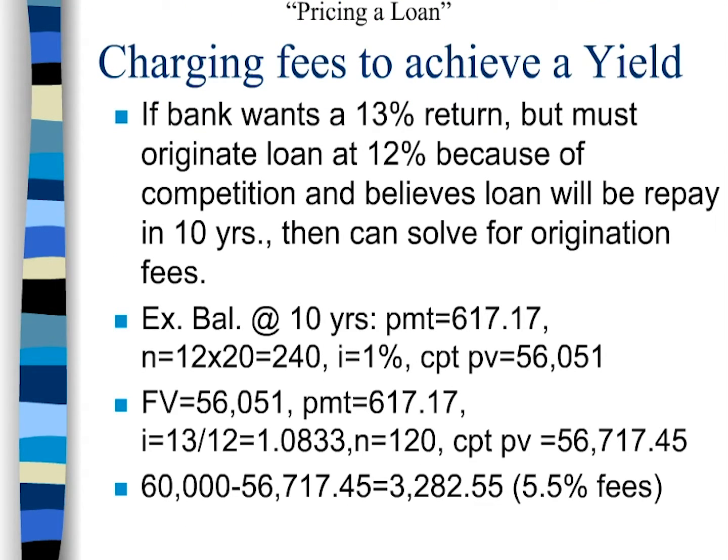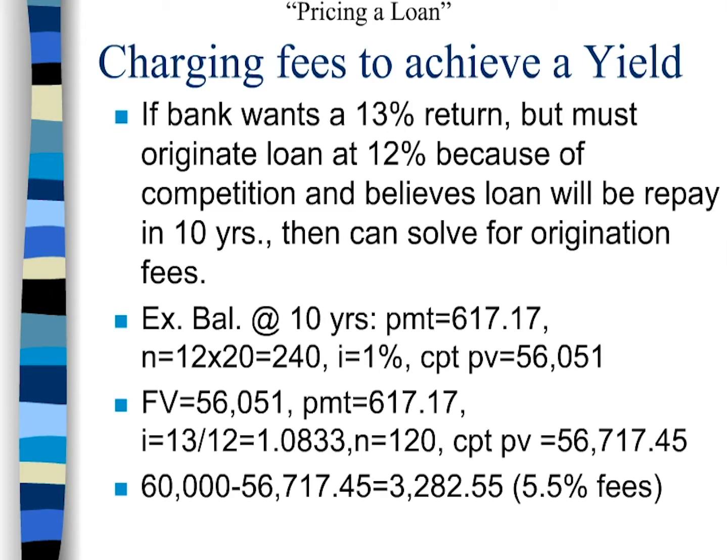Banks could use this to price a loan to achieve a certain rate. So if a bank wants to advertise that it's 12% compounded monthly, but they actually want a 13% return, they could then figure out what kind of closing costs they need to come up with so that they have a 13% return. So they want 13%, the current going rate is 12% compounded monthly, and they believe that on average loans are paid off in 10 years, so they want to make that assumption too, then they could solve for what the balance would be.